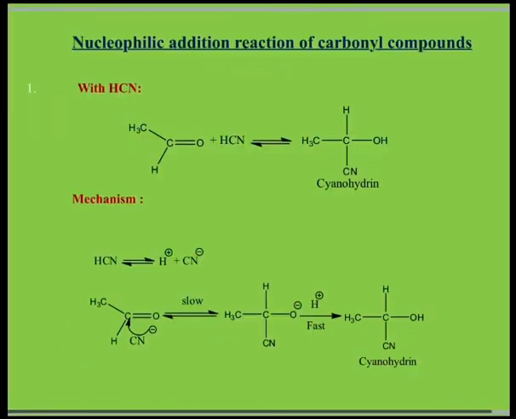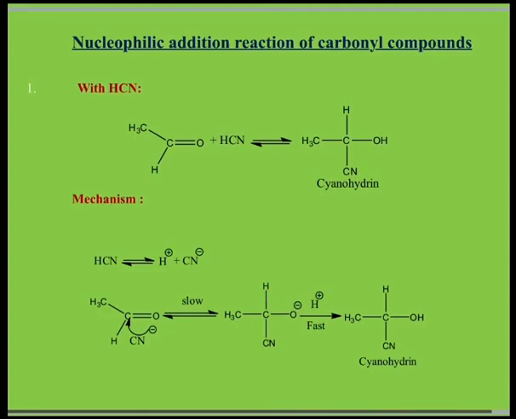In this session, I will explain some nucleophilic addition reactions of carbonyl compounds. First reaction is addition of hydrogen cyanide. Hydrogen cyanide adds to the carbonyl group of aldehydes and ketones to form cyanohydrin. It is an example of nucleophilic addition reaction. Here, acetaldehyde reacts with hydrogen cyanide to form cyanohydrin.